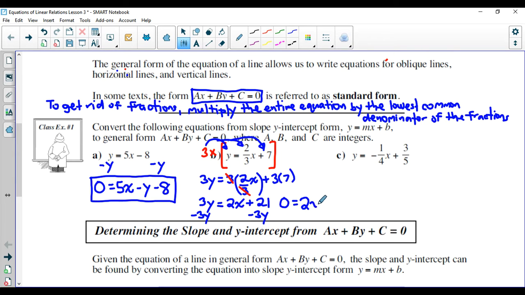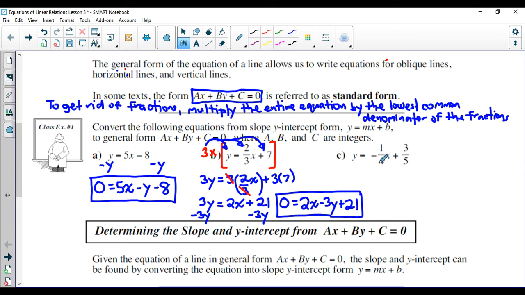Okay, so when I do this, you would then get 0 is equal to 2x. So write your x term first, then your y term, which would be minus 3y, and then the constant term, which would then be plus 21. Okay, so that's my general form. Your general form has everything on the same side of the equation. The coefficients attached to the variables are integers, and so is the constant. It's also an integer.